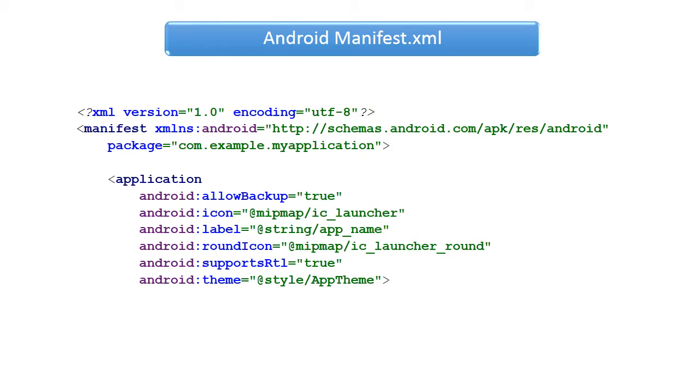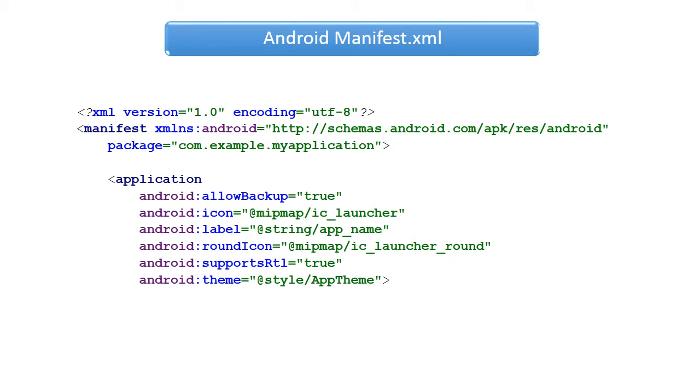The manifest comprises a root manifest tag with a package attribute used within the file. The version code attribute is used to define the current application version in the form of an integer that increments itself with each iteration of the version due to updation. And the version name attribute is used to specify a public version that will be displayed to the user.